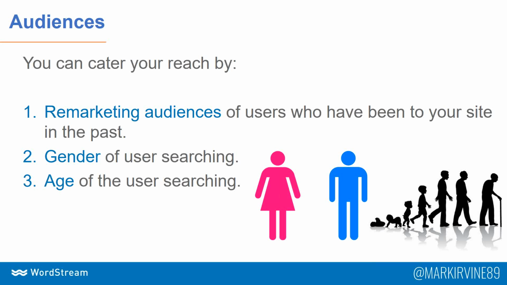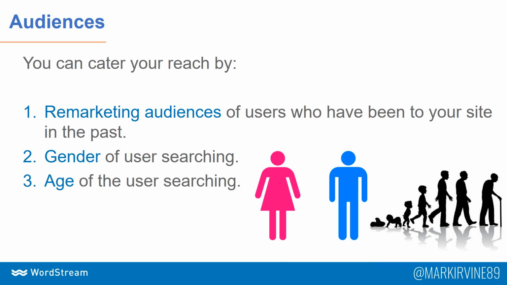The first being remarketing audiences. We can control who sees our ads based off of things they've done on our site in the past. Do we want to show ads to people who have been to our site in the past, or who have abandoned a shopping cart, or purchased from us in the past? We can come up with different strategies for those different audiences. We can also consider demographics.